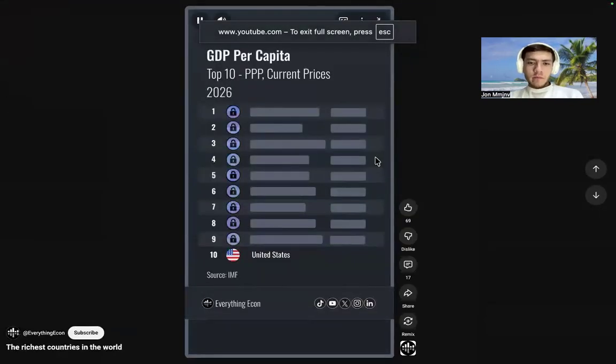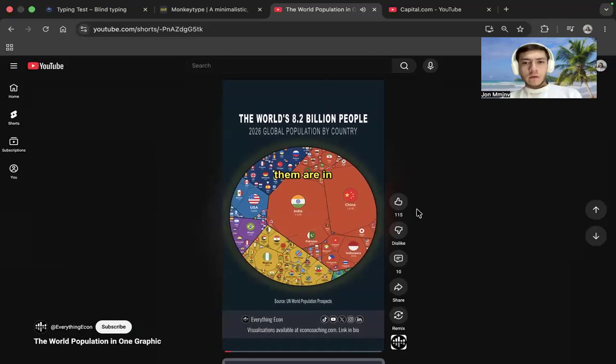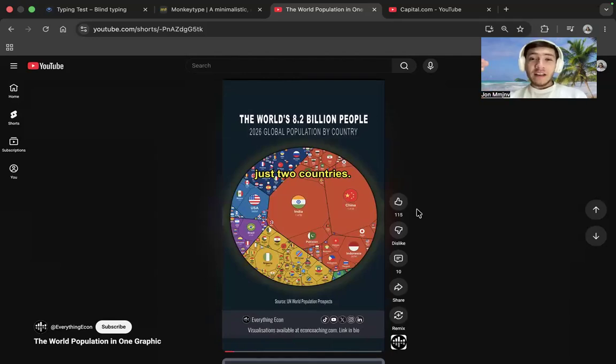These are the richest countries in the world. The world has over 8 billion people, and over a third of them are in just two countries. That's enough. Well, that's enough. That's already beyond 8 level. Over a third of them.